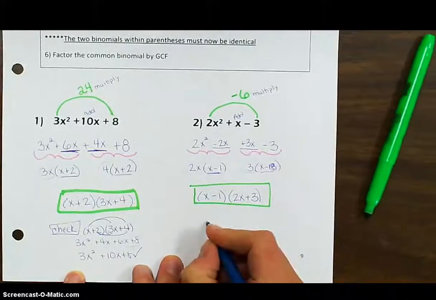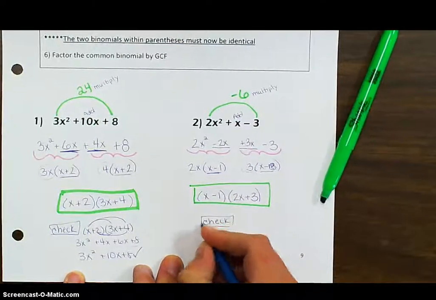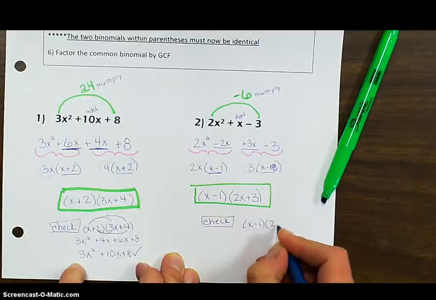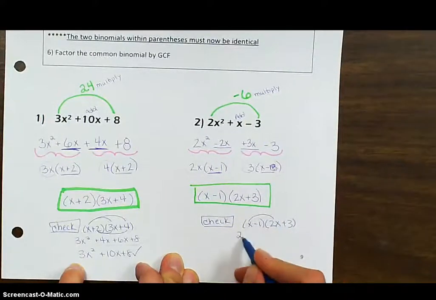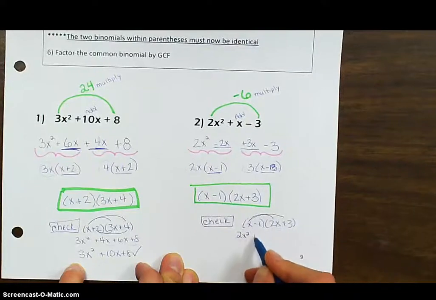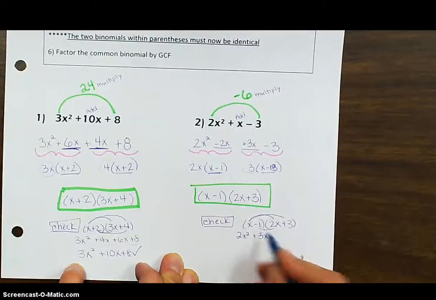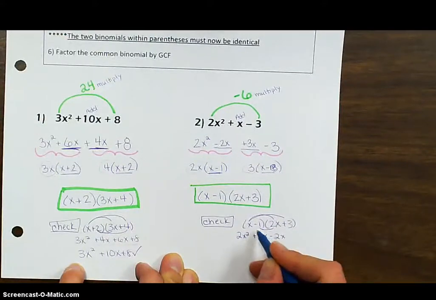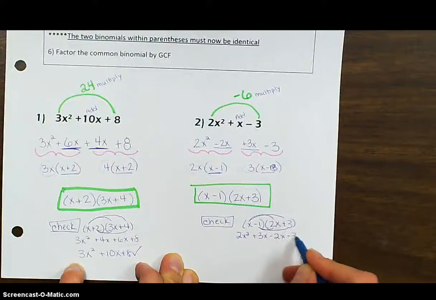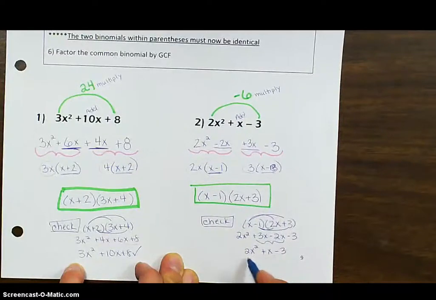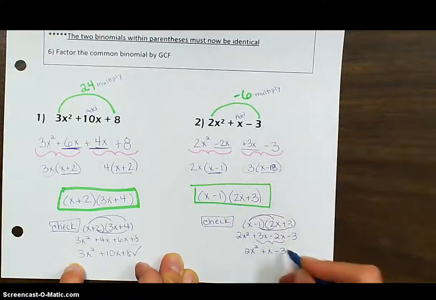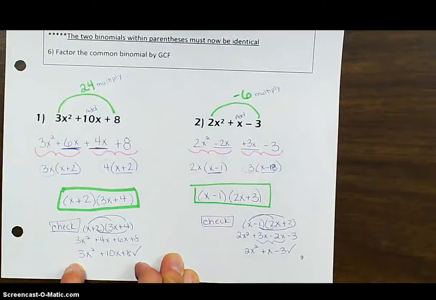Okay, if I wanted to come down here and check, I want to make sure that it is correct. So I'm going to rewrite it out, x minus 1 times 2x plus 3, and I'm going to use my long distribution. X times 2x is 2x squared. X times 3 is 3x. Negative 1 times 2x is negative 2x. And negative 1 times 3 is negative 3. Now when I combine my like terms, I get 2x squared plus x minus 3, and that matches my beginning. So we've done it. Nice job.